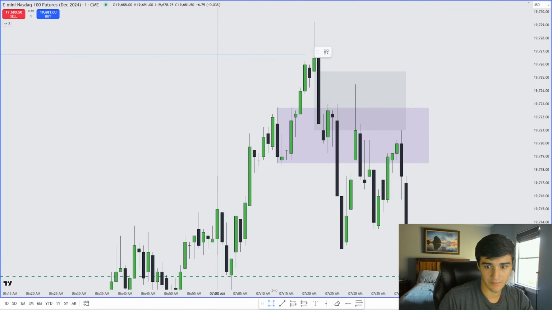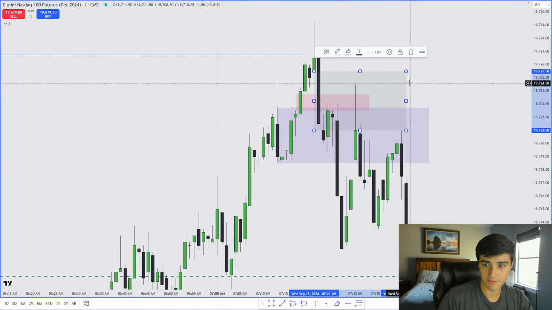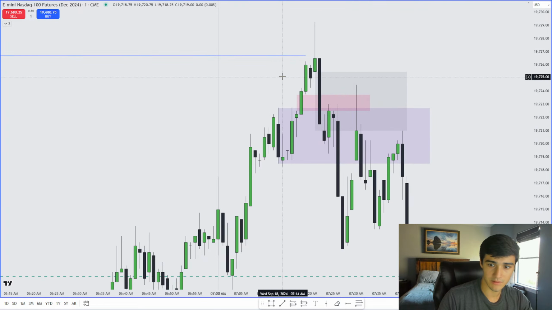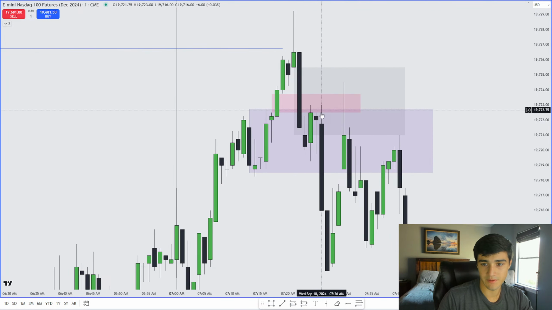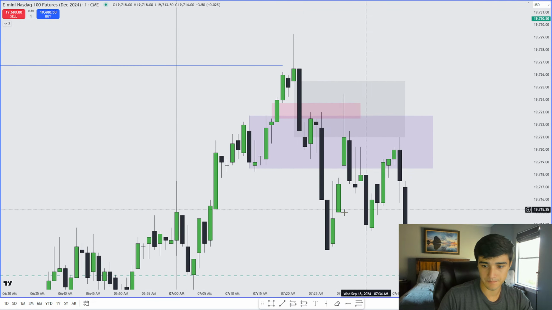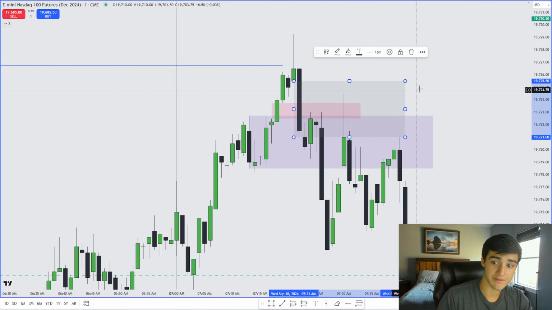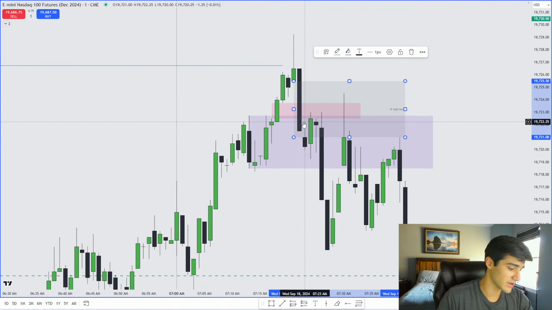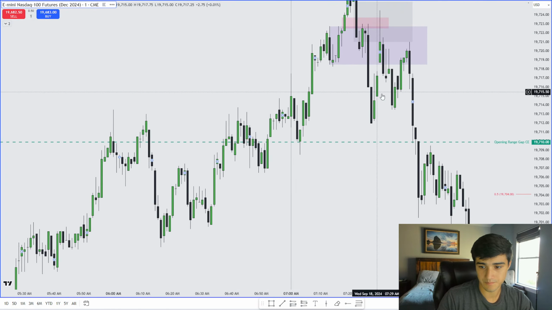We also have an inversion fair value gap right here that lines up with this bearish fair value gap. We form these relative equal highs, we drop lower, displace lower, and then we come back up, run the buy side above these relative equal highs, trade up into the inversion fair value gap, as well as the breaker, as well as the sell side imbalance, buy side inefficiency, and then we roll over.